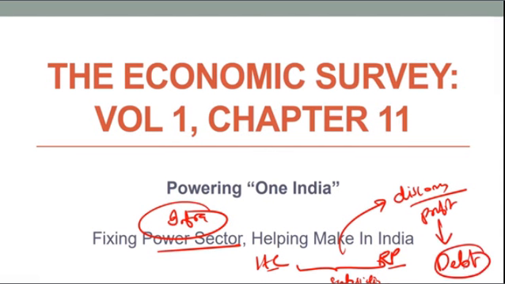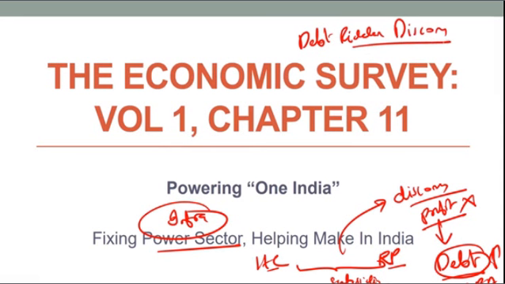When companies take debt and are not able to get profit and are stuck, what happens? Debt starts increasing, NPAs start mounting, no profit is there. So debt-ridden discoms became a big problem for India. So what is the problem in the power sector? Debt-ridden discoms. So now this chapter, Powering One India, the Uday scheme, etc., is primarily about how to rehabilitate the discoms, how to make them proper again.